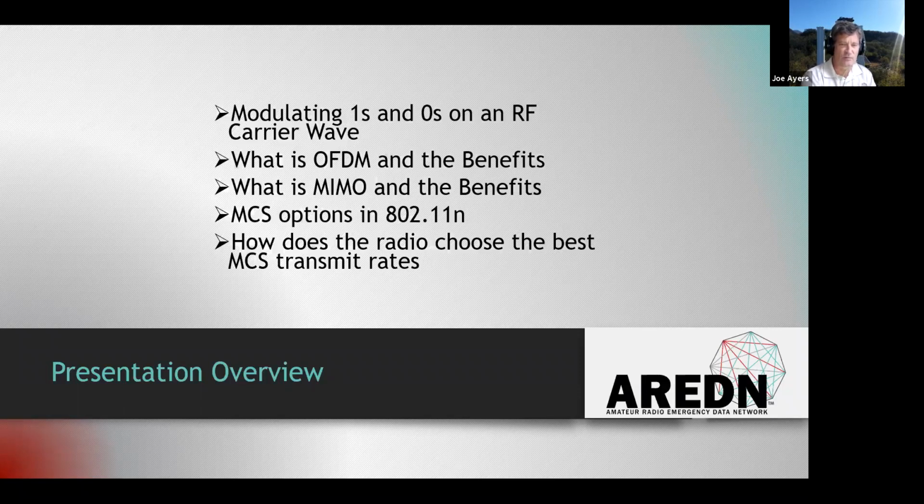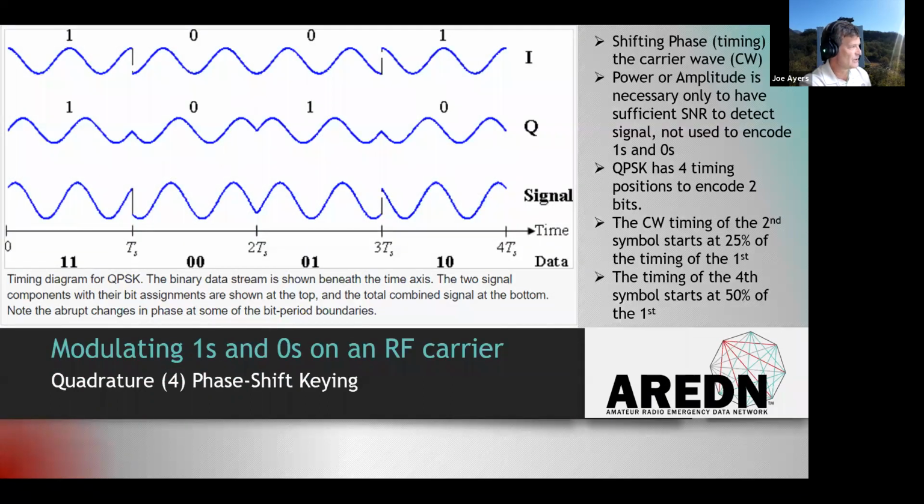Touch base on what MIMO is and how that adds more complexity to it. Touch base on these rates that AREDN devices use, their 802.11n specification. And then look at how the radio is choosing these rates and put it all together. I'm going to try to keep one eye on the questions, so if you do have questions, pop them up, and I'll try to answer them in real time.